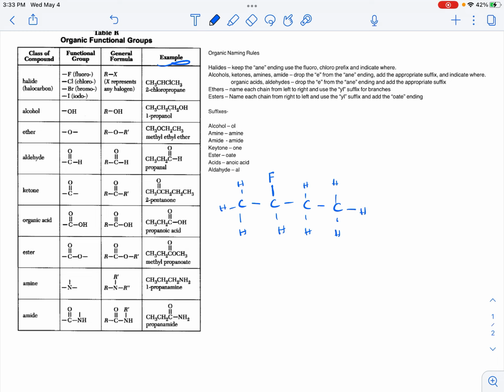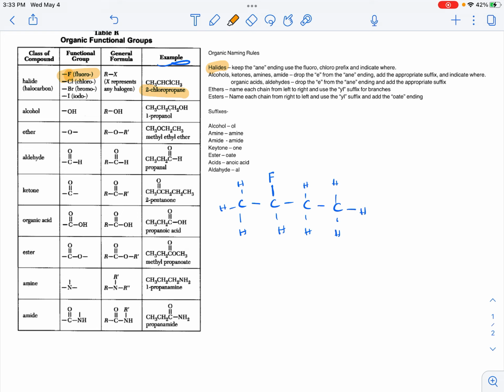When you name it, if I want to name this thing, you can identify it as a halide here. Oh, it's got this fluorine in it, okay? And this is an example of how to name one of them, but if you want to know how to name all of them, this is the best tool to use for naming.